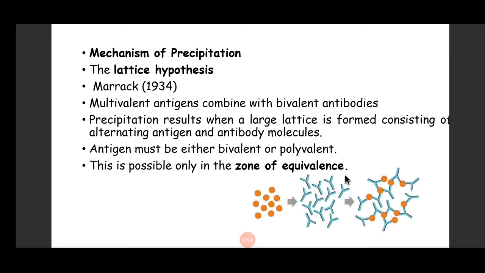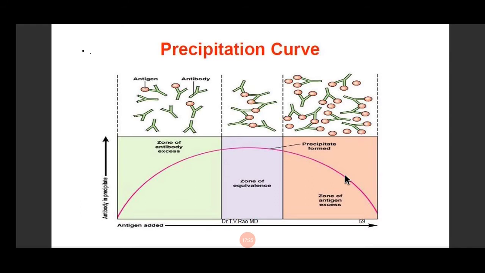What does that mean? Zone of equivalence. Zone of equivalence means that antigen-antibody reaction takes place only when antibody and antigen are present in optimum quantity. If antibody is more and antigen is less, the lattice formation will not occur. If antigen is more and antibody is less, even then lattice formation will not occur. Lattice formation will always occur when antigen and antibody are in optimum concentration. And why does that happen? That happens because of valency.